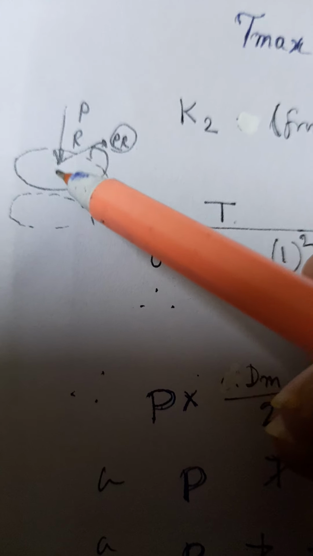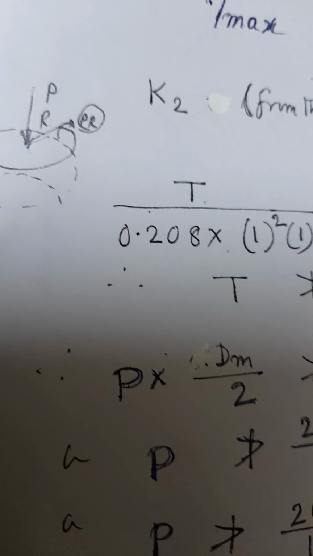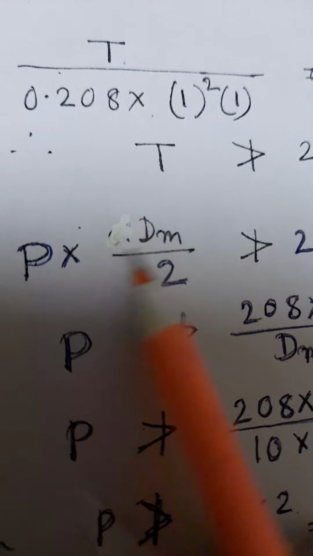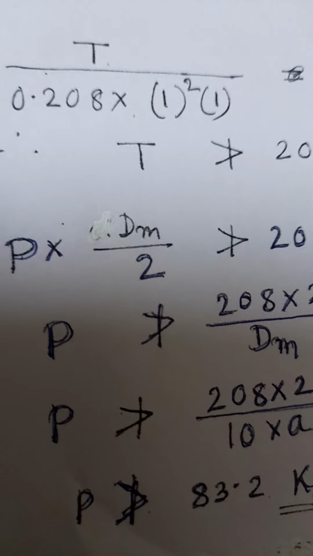Now how do we find that this is the torque? You see, this is the P, this is the coil, and this is the radius R. So P into R is the torque, where R is equal to dm by 2, so P into dm by 2.